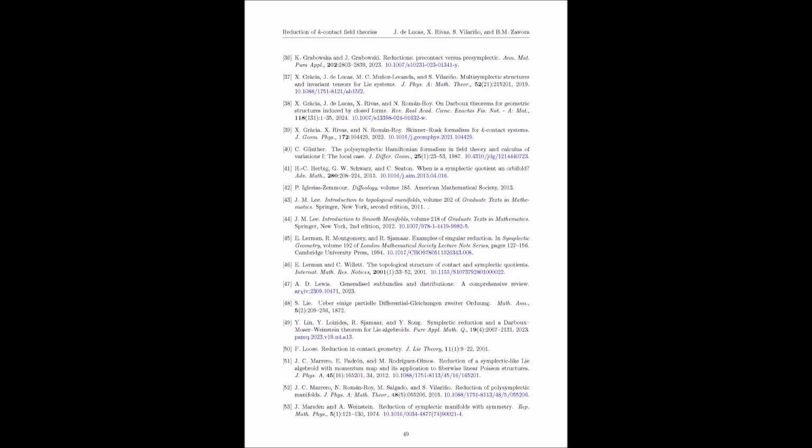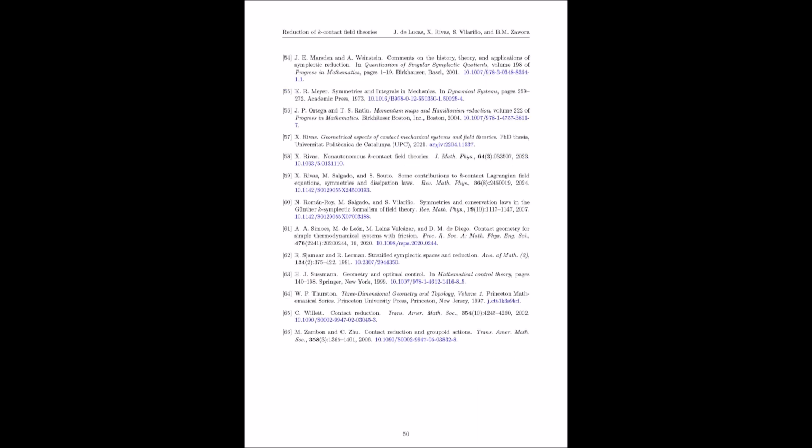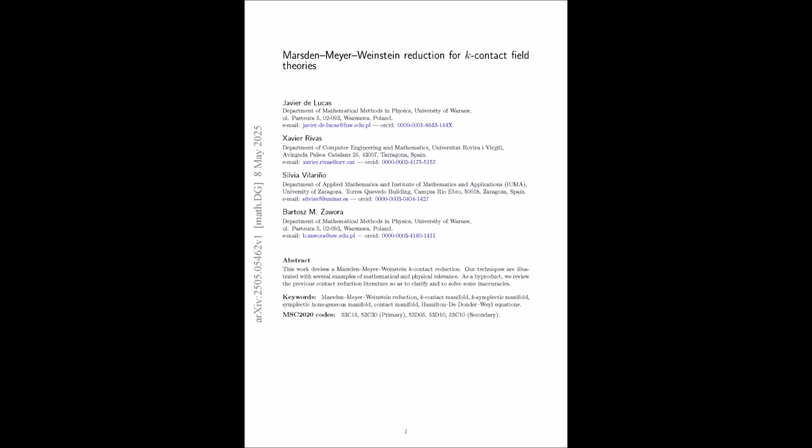And we'll also take some time to see how this fits into the bigger picture, comparing it with other contact reduction theories out there, seeing what's new and what it clarifies. Exactly. The goal is that by the end, you'll have a really thorough grasp of this whole area. Okay, so let's start at the beginning. Geometry of k-symplectic and k-contact manifolds.